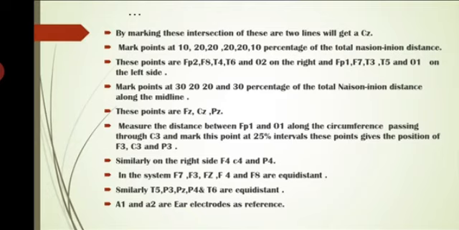In this system, F7, F3, Fz, F4 and F8 are equidistant. Similarly, T5, P3, Pz, P4 and T6 are equidistant. A1 and A2 are ear electrodes used as a reference.